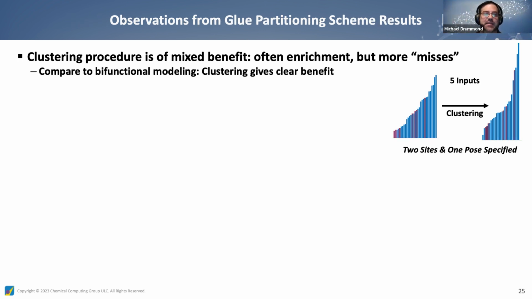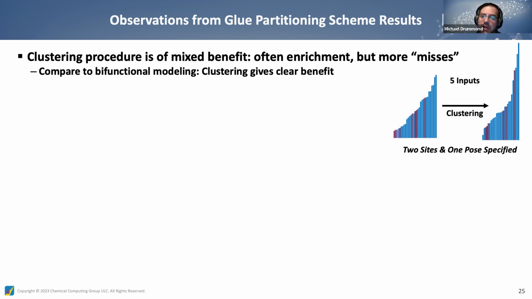So the first lesson, clustering: should we do it? I would say generally yes. You often do get enrichment, but sometimes your crystal-like poses actually do not fall into the largest cluster, and so your hit rate can actually go down. That's in contrast to our bifunctional modeling tools, where we always cluster. I always recommend clustering for that. Look at that largest cluster. With glues, it's a little less clear-cut.